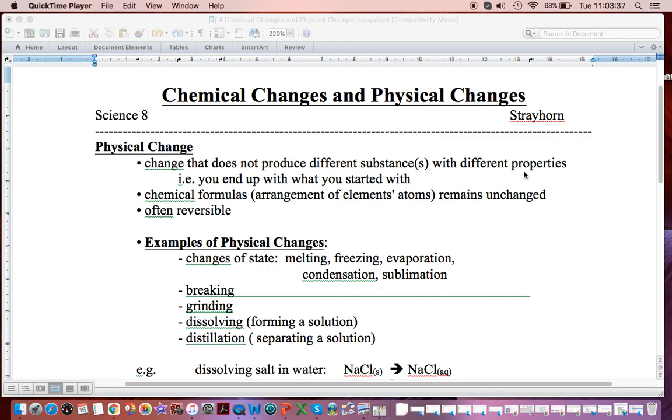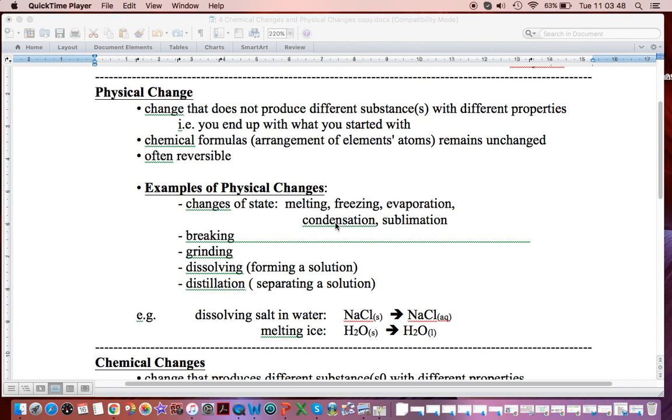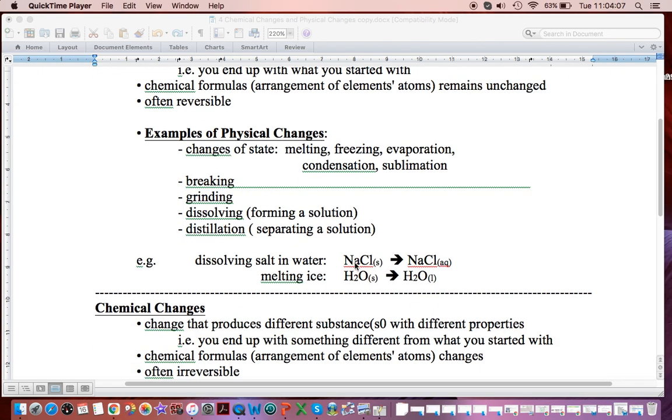Substances with different properties. Good thing we studied properties earlier. If we're looking at chemical formulas, the formulas will look the same. Physical changes are often reversible. So the changes of state we did in the KMT section, like melting and freezing and subliming, are all examples of physical changes. If we break a window, if we grind up a crystal into smaller bits, if we dissolve something, if we distill something, those are all examples of physical changes.